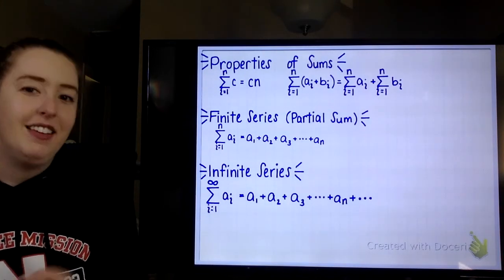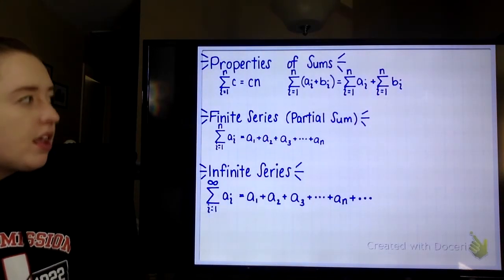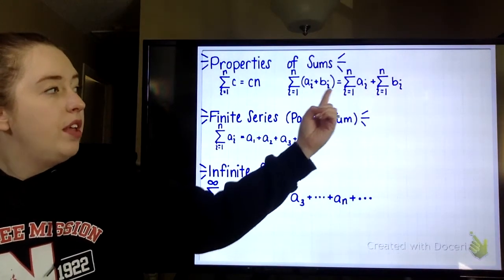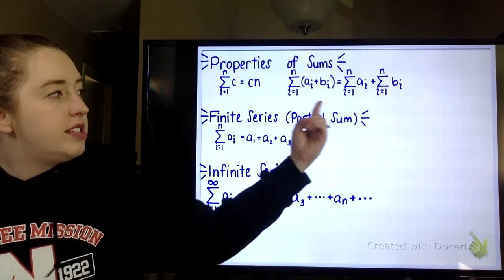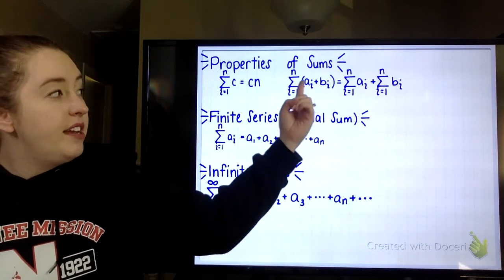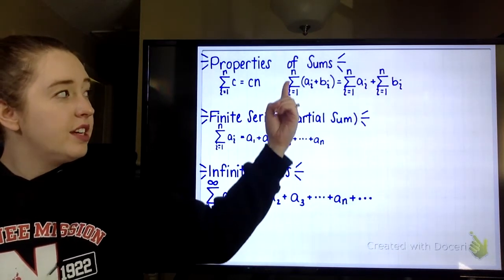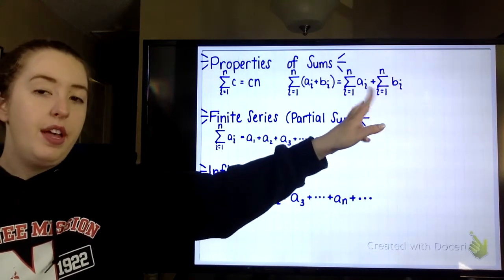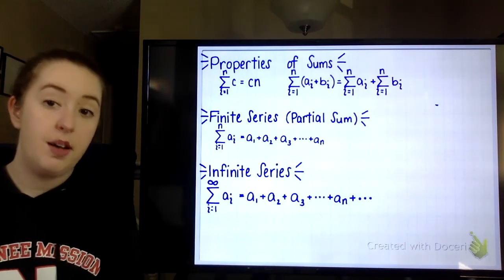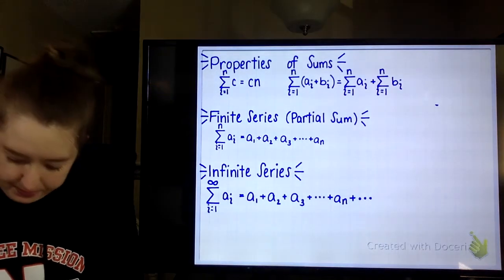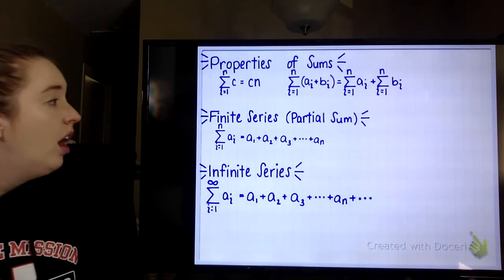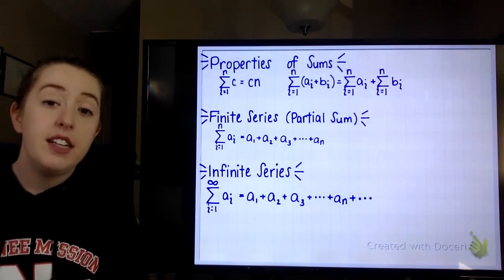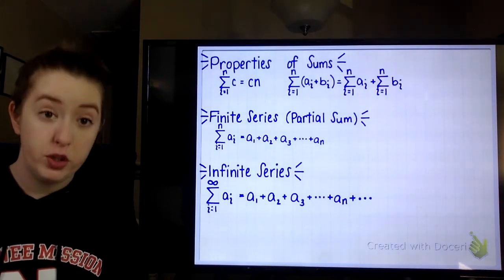So you want to take 3 times 4. Also, if you have 2 different series going on inside of here, 2 different sequences that you're going to try to take the sum of, you can split those up into 2 separate sums, if that would be helpful to you at all.